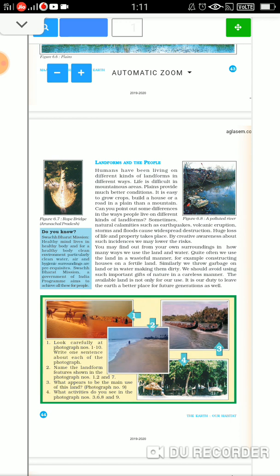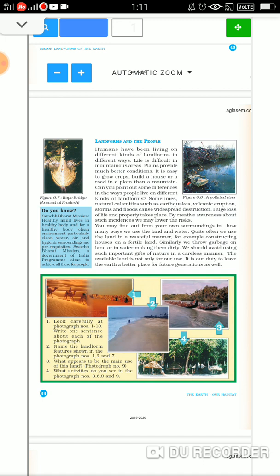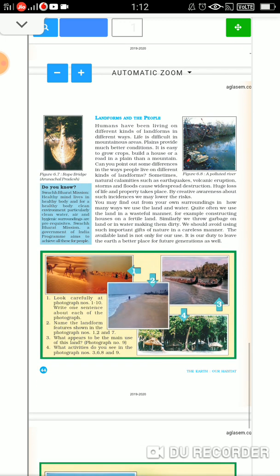Fine. Now sometimes, children, natural calamities take place, like earthquake, volcanic eruption, storm, flood. They cause so much destruction. Heavy loss of life and property takes place due to these natural calamities. So we should have awareness about this, so that the risk is lowered. Fine. Now in your surroundings, you can find how we use this land and water. We are wasting it in different ways. So we should always take care.